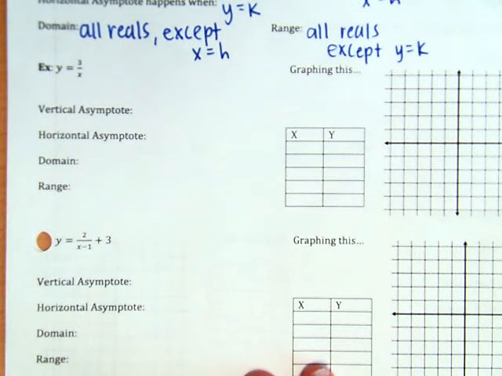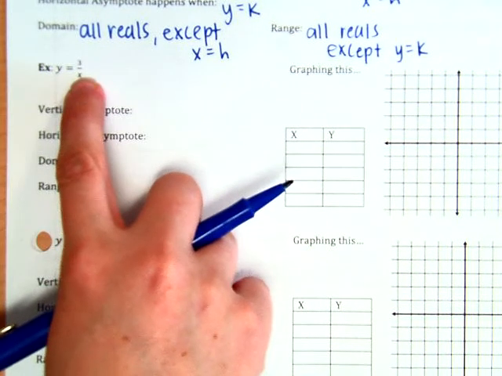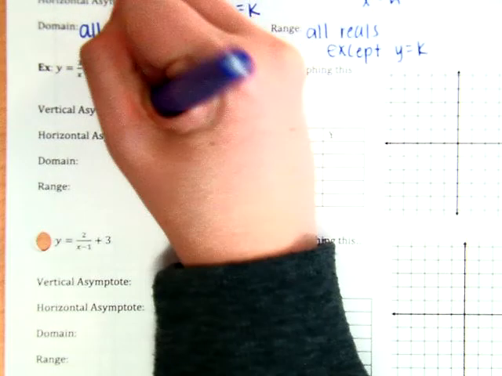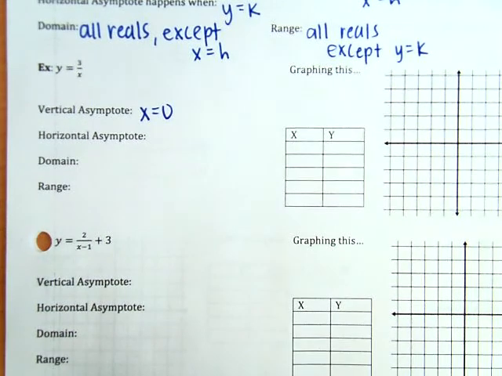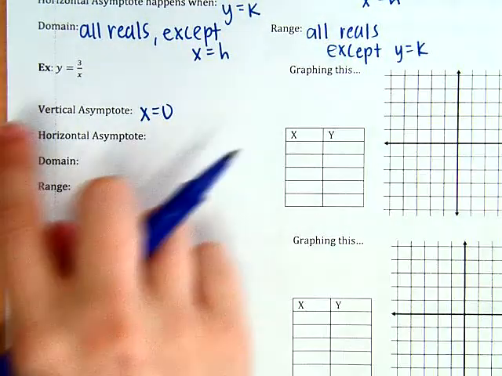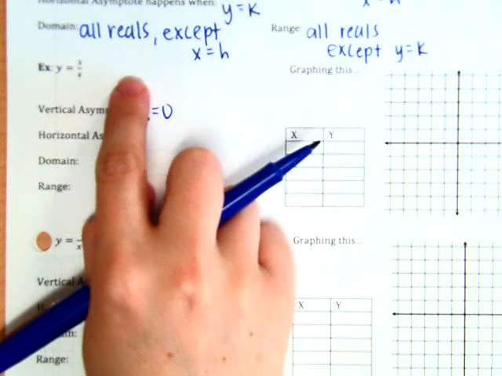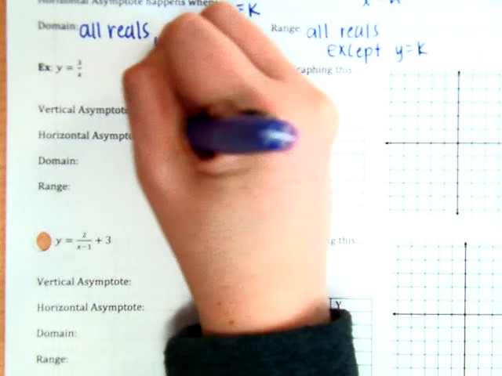So graphing it, my vertical asymptote is when the bottom is equal to 0. That happens right in this case when x equals 0. My horizontal asymptote is the number on the outside. Well, right here we don't have a number on the outside, so it's also 0.